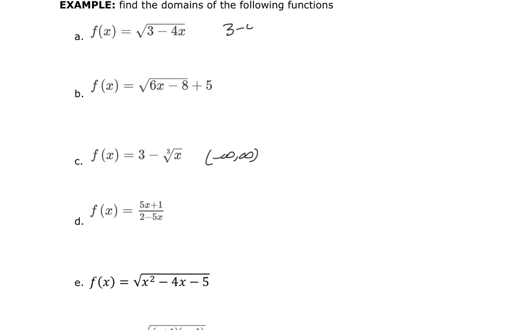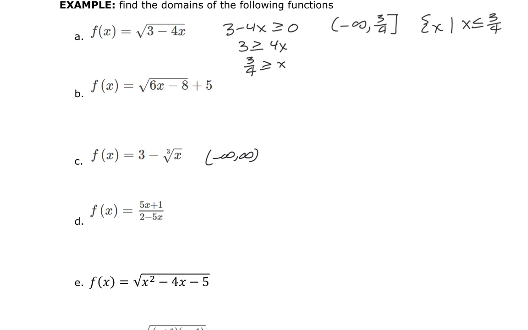So I have 3 minus 4x has to be greater than or equal to 0. So 3 has to be greater than or equal to 4x. So 3 over 4 has to be greater than or equal to x. So my restricted domain is from negative infinity to 3/4 inclusive, or I can write it as x such that x is less than or equal to 3/4.